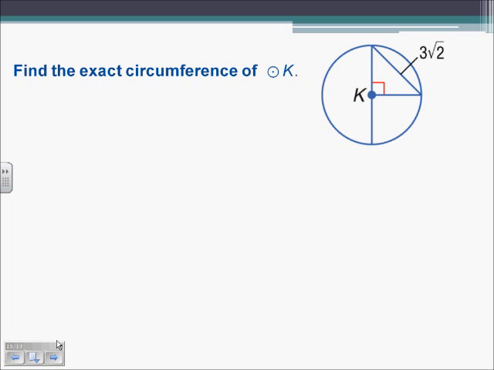Find the exact circumference of circle K. So if we look at circle K, we have a right triangle with a hypotenuse of 3 times the square root of 2, but we notice the other two legs of this triangle are made up of segments that start at the center and end on the circle. So we know both of these are radii. We know all radii of the same circle are equal, so these two segments are congruent to each other.